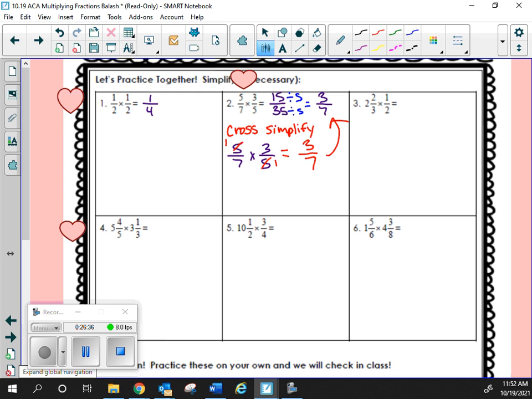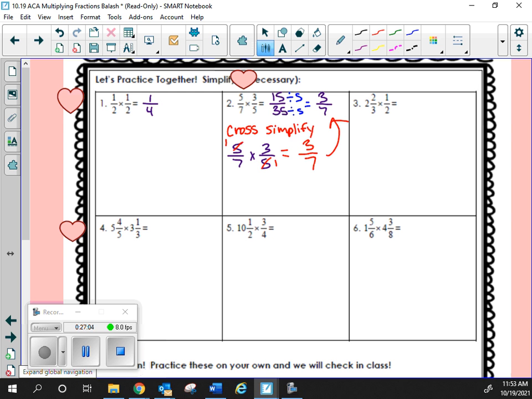I'm going to do another one with you. Okay, just give me a second. Copy that down, absorb it. Again, I'm cross simplifying. I divided them both by 5. 5 and 5 are both multiples of 5. And I did it times 1. I'm going to do another problem just so you can see it one more time. Did y'all copy this down first? Yes. Okay.